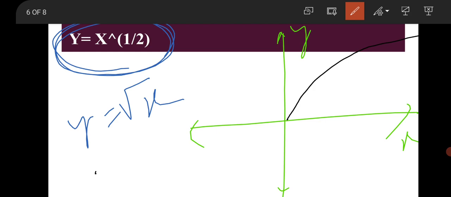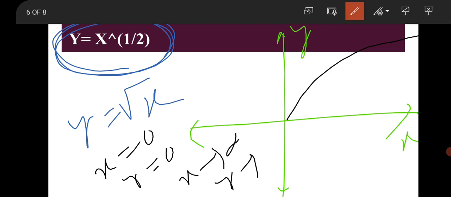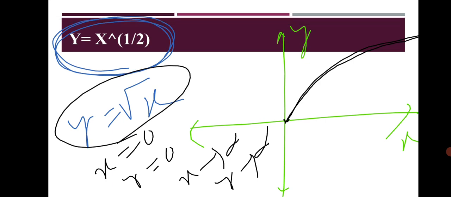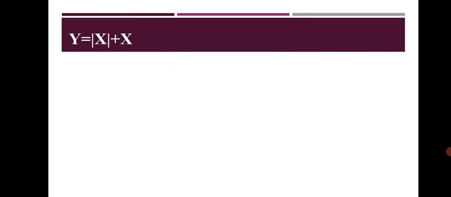So the graph will be like this, because at x equal to 0, the function y should be 0, and for x tends to infinite, function y should tend to infinite. That's why the graph will be like this, passing through origin. So this is the graph for y equal to root x. Now move to the next function and draw the possible graph for the given function.